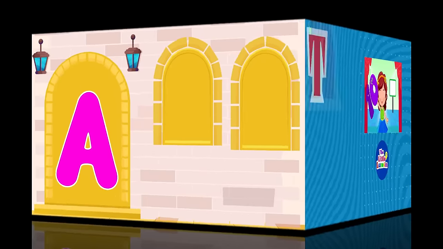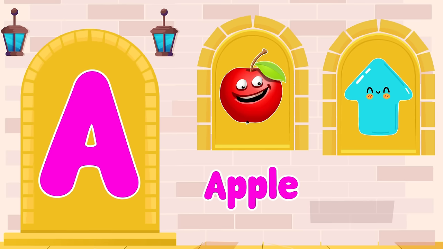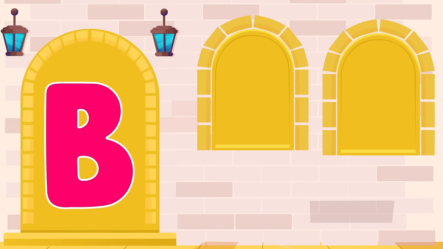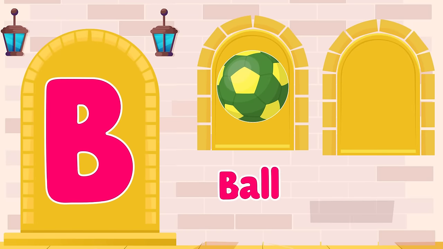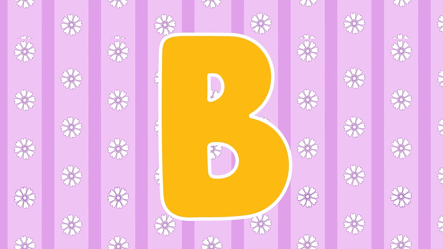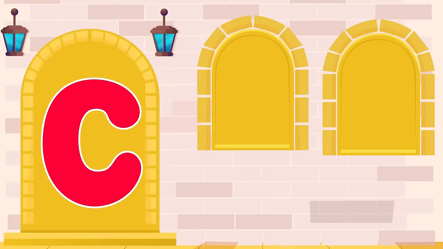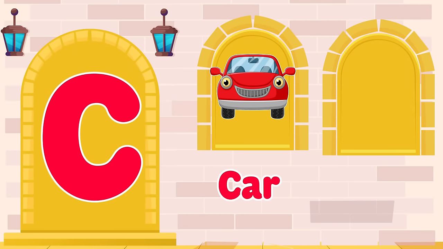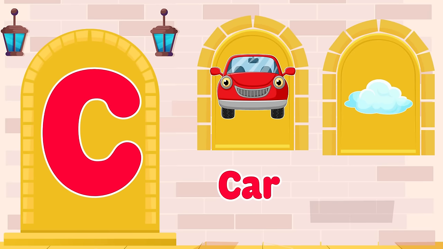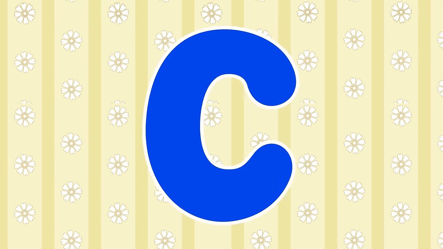10. A is for apple, a, a, apple. A is for arrow, a, a, arrow. B is for ball. Ball. B is for balloon. Balloon. C is for car. Car. C is for cloud. Cloud.